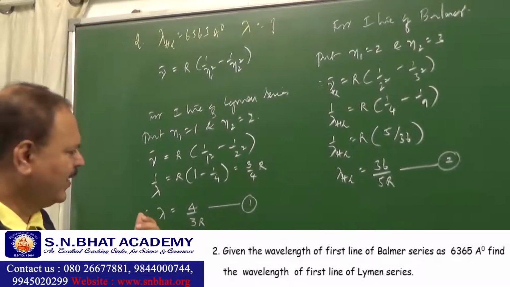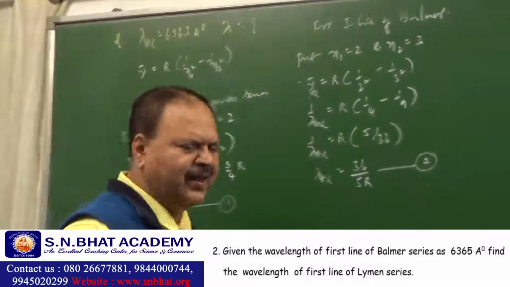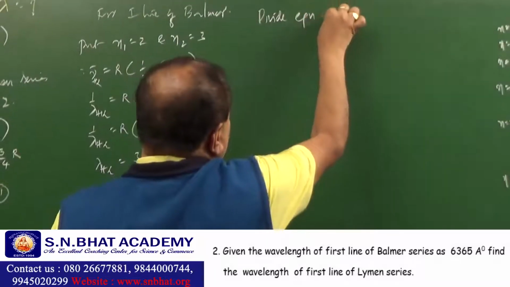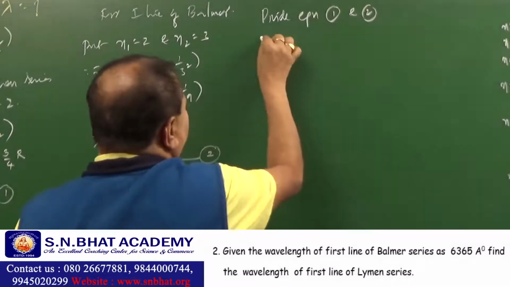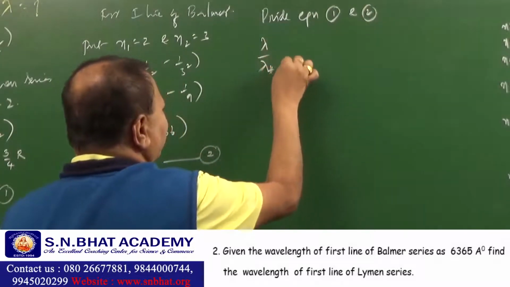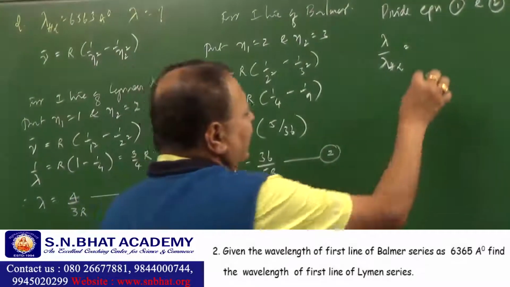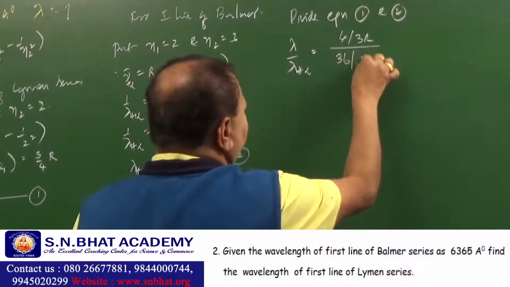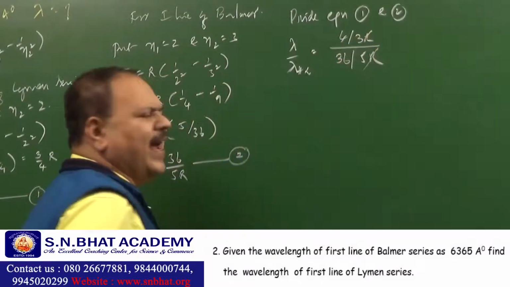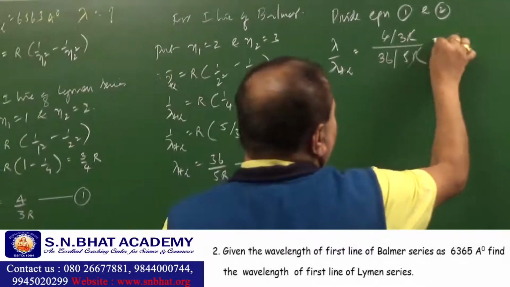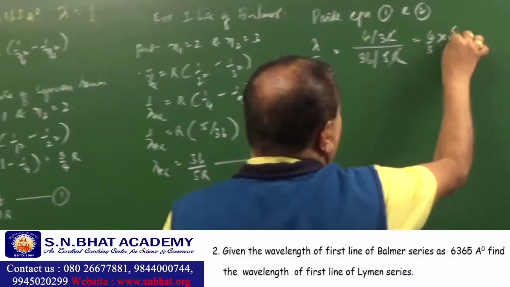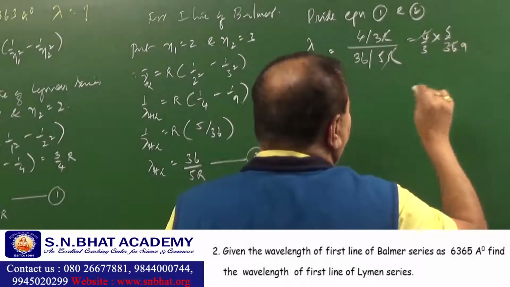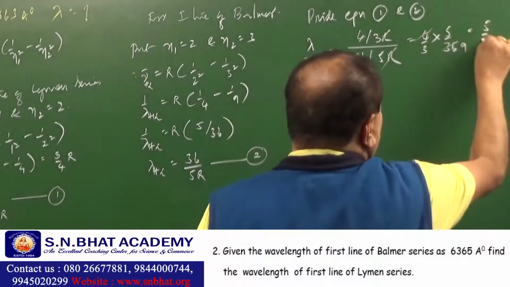What do you do then? Divide one by the other. Divide equation 1 and 2. So when you divide equation 1 and 2, what happens? Lambda by lambda H alpha is equal to 4 by 3R divided by 36 by 5R. You know that R and R get cancelled. So what is left here is 4 by 3 on this side and 5 by 36 on the other. 9 36, understood? So therefore what you are left with is 5 by 27.